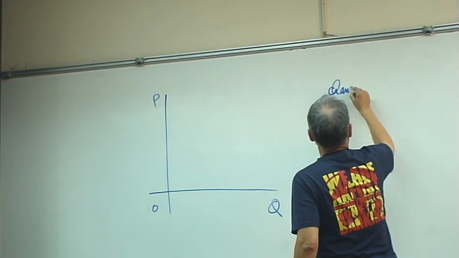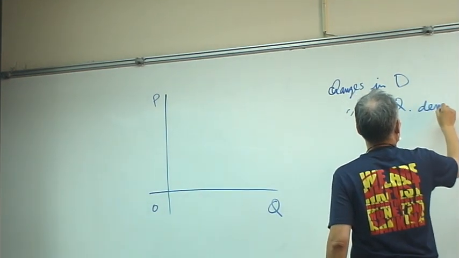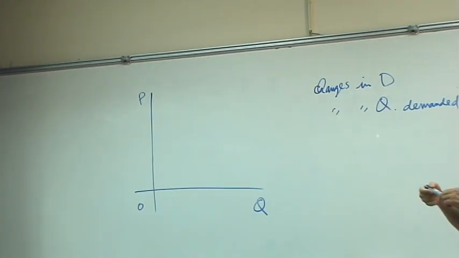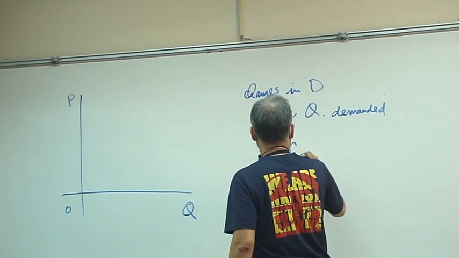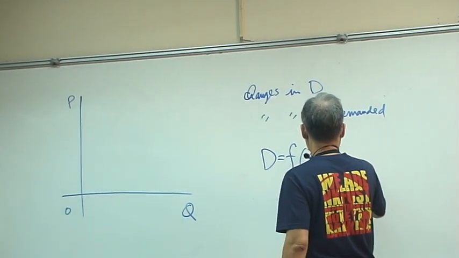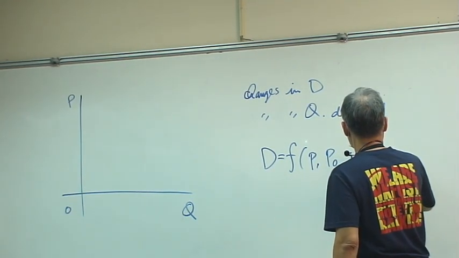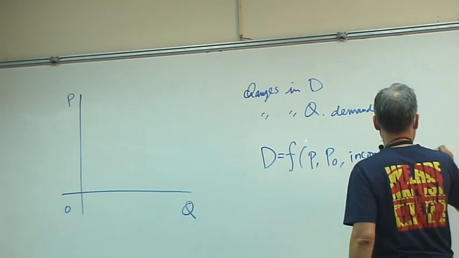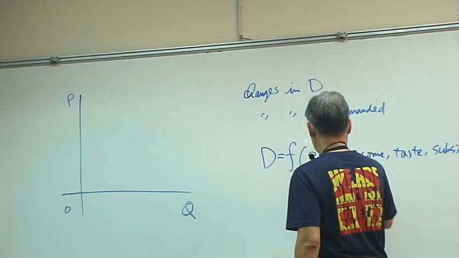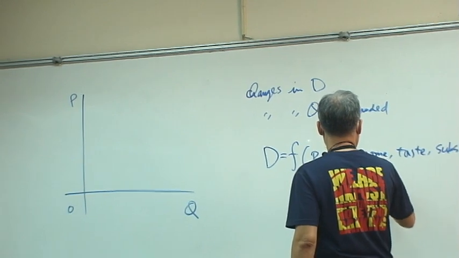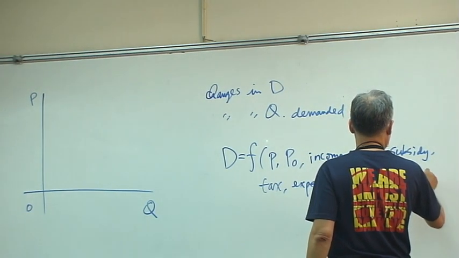So changes in demand and changes in quantity demanded. So we treat demand as a function, okay? So demand is a function of price, and price of other goods, and income, and taste, subsidy, tax, expectation, and number of consumers. Okay?